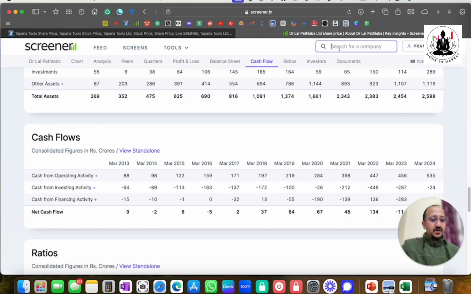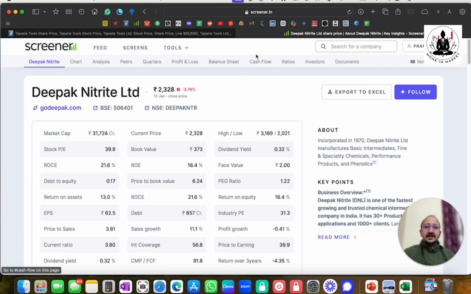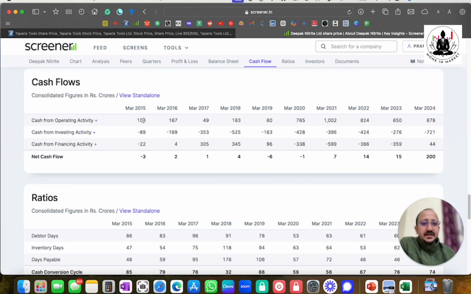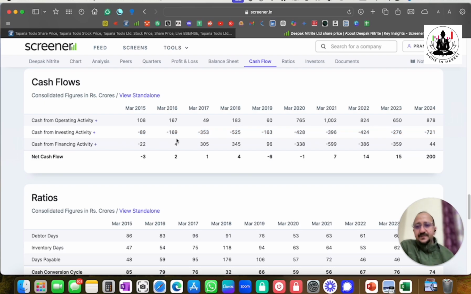Now coming to Deepak Nitrite, right? Now coming to the cash flow statement, guys. The cash flow statement's operating activities were positive throughout. All right. The investing activity is negative. It means they are investing throughout. So they are good. They are utilizing their profits. They are utilizing the cash in investments. It's a good sign, right?